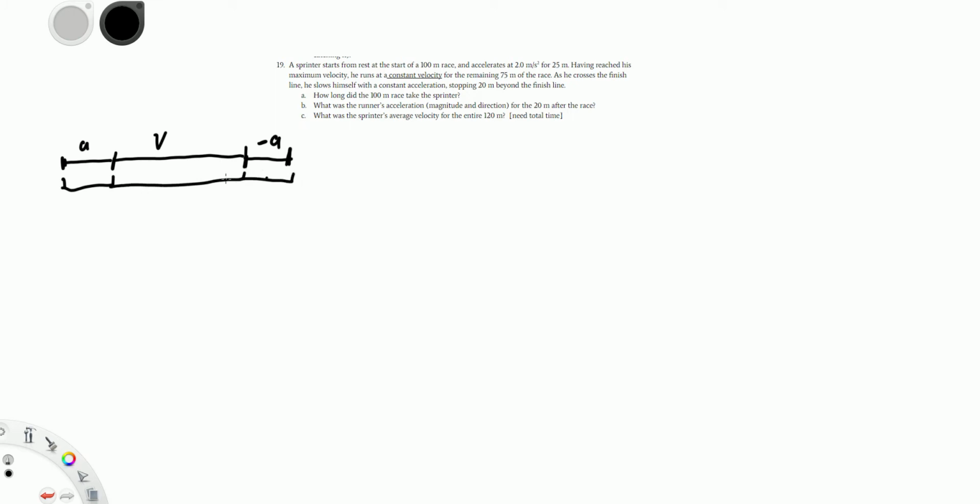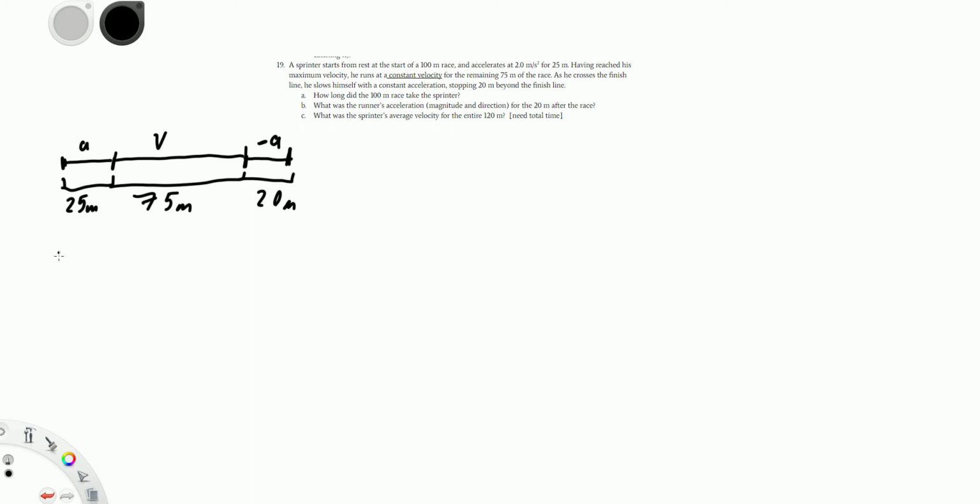All right, so we have 3 stages. We know this one is 25 meters. We know this one is 75 meters. And we know this stage is 20 meters. All right, so we're going to look at that first stage first because we want to see how long it took for the 100 meters. So let's break this down. We know that this acceleration over this distance would take a certain amount of time.